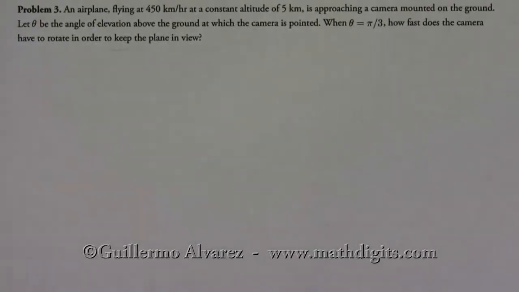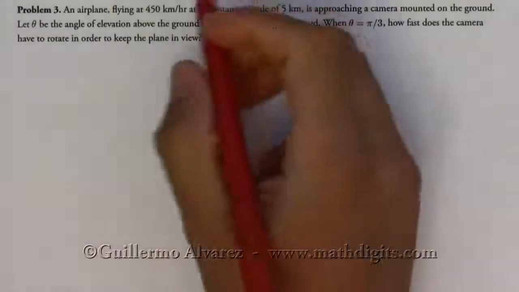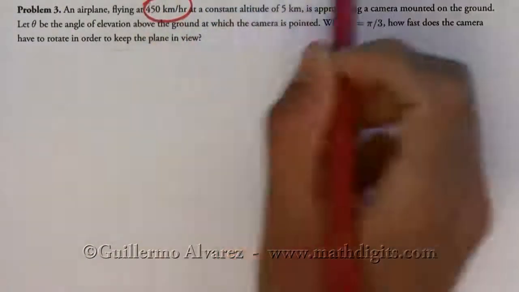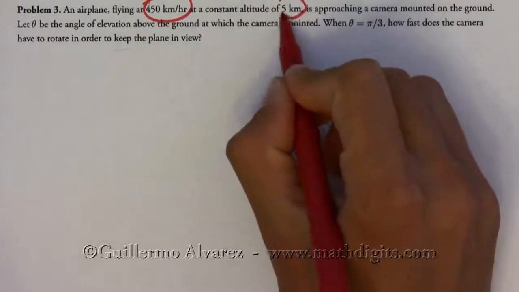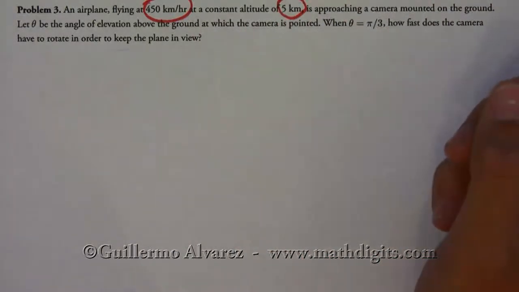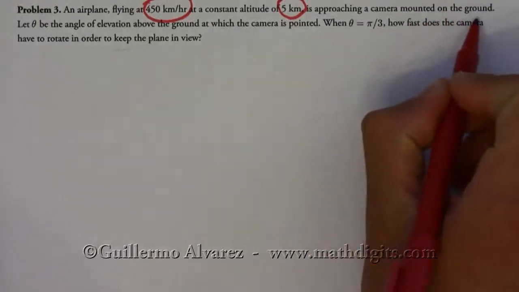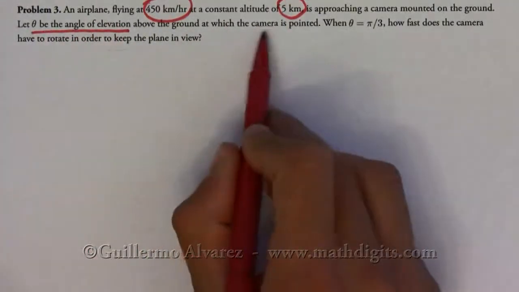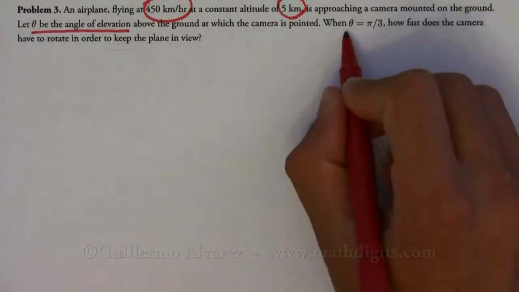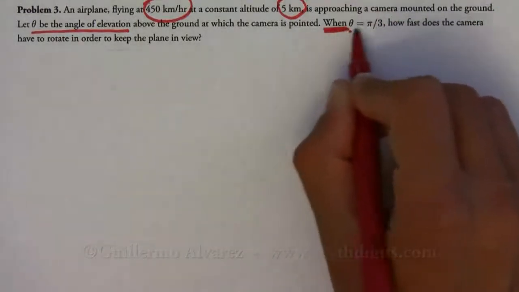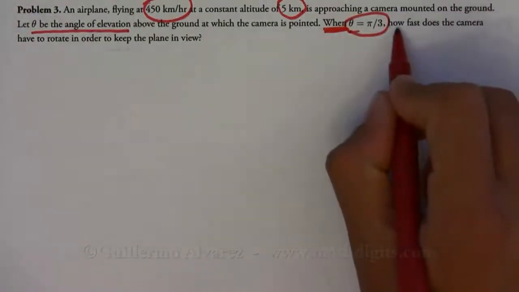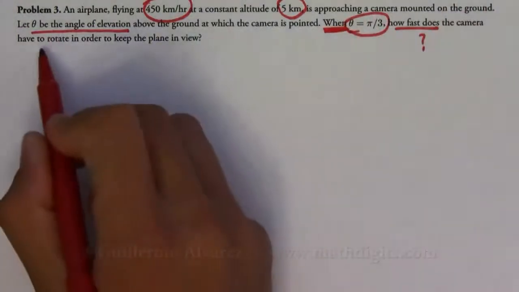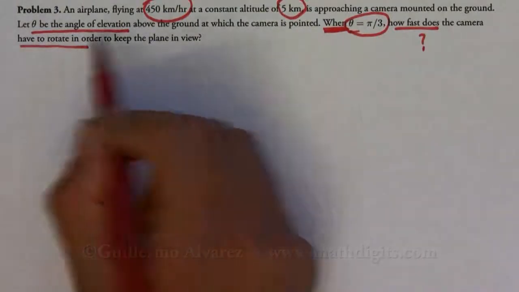Okay, so here we have this plane-related rate problem. It says that an airplane flying at 450 kilometers per hour at a constant altitude of 5 kilometers is approaching a camera mounted on the ground. Let theta be the angle of elevation above the ground at which the camera is pointed. When theta, remember this is a key word, when theta equals pi over 3, how fast does the camera have to rotate in order to keep the plane in view?